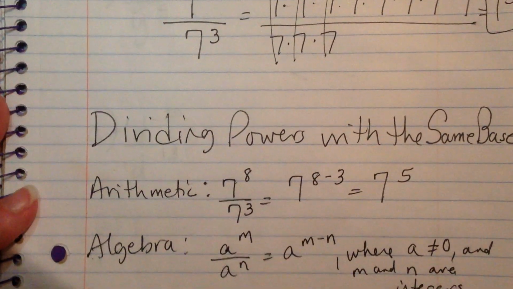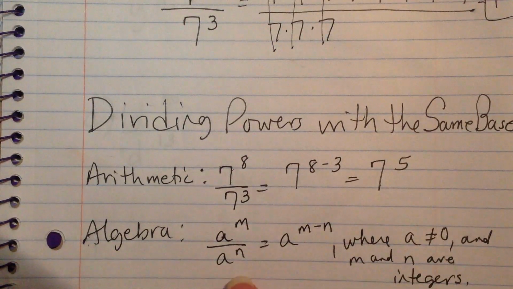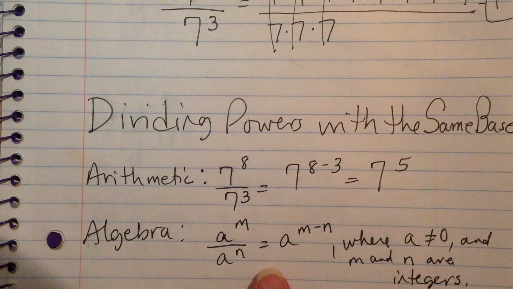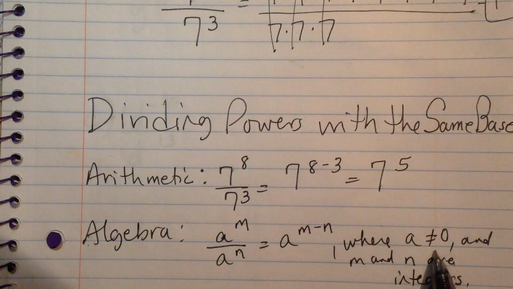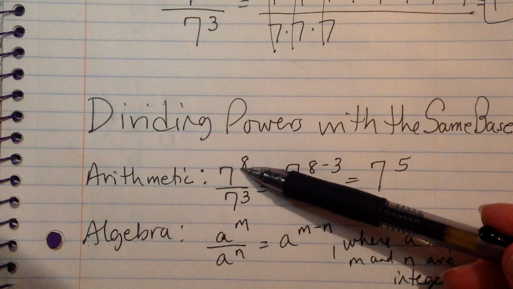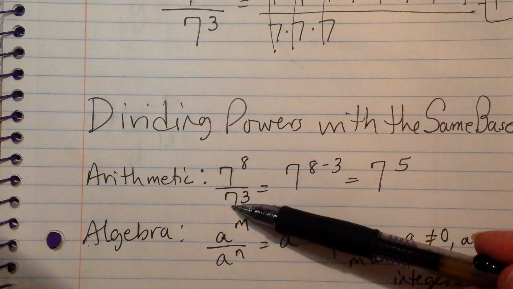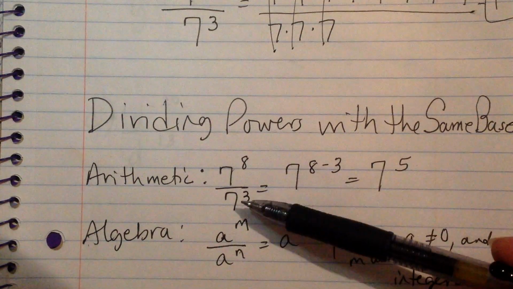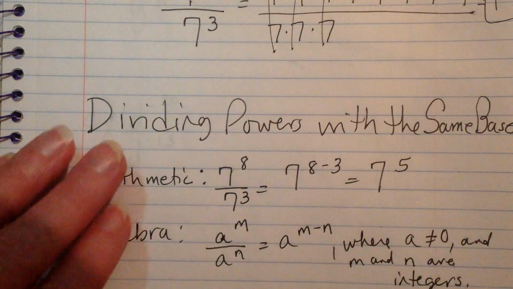Using the algebra formula, a to the m divided by a to the n is equal to a to the m minus n, subtracting those exponents, starting with the one on top first, where a cannot be 0, and m and n are integers. So when you have a term in the numerator and a term in the denominator that have like bases, you're dividing. So when you're dividing, subtract exponents. Subtract exponents.